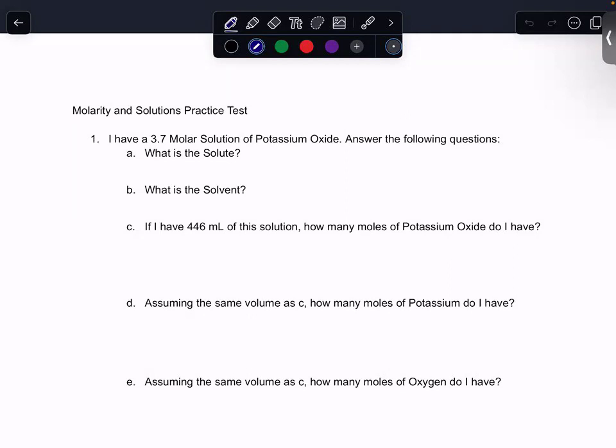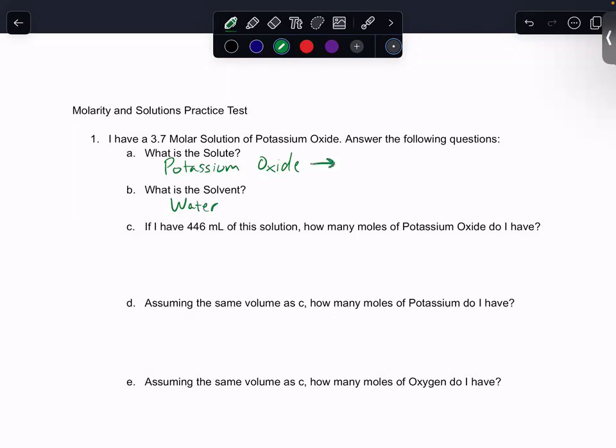I have a 3.7 molar solution of potassium oxide. Answer the following questions. What is the solute? Well, that's just potassium oxide. The solute is the thing that is dissolved. The thing doing the dissolving is the solvent, which is usually water, especially if we just say a solution of potassium oxide. You can assume it's water.